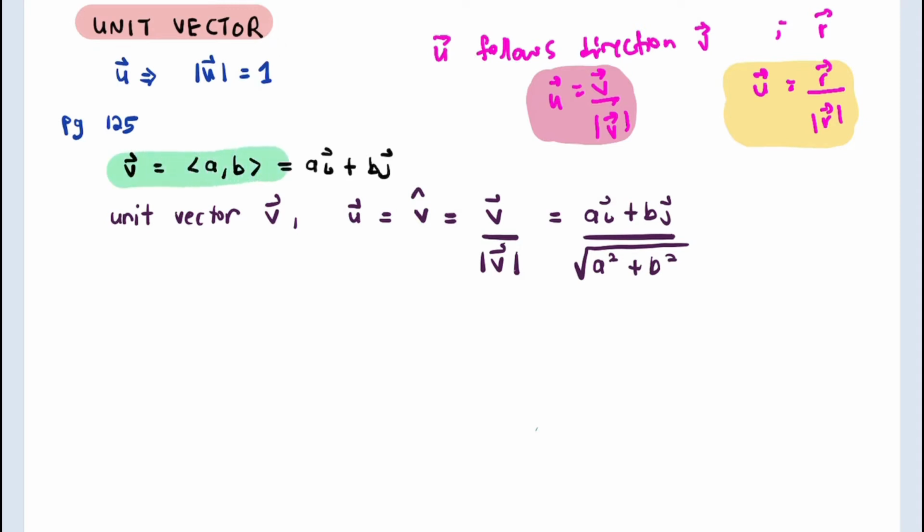So if you have vector v is equal to ai plus bj, we can find the unit vector of this v. Let's say that this is u, or you can use this symbol here, v with the hat above. The formula is v over magnitude v. So let's put our v here, ai plus bj, over magnitude v, which is square root of a squared plus b squared. This means that you want to find a unit vector u which follows the direction of v. However, the magnitude of this unit vector is equal to 1. It will not follow the magnitude of the vector v.